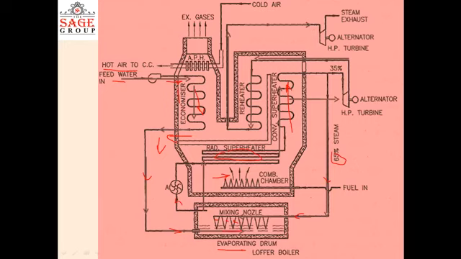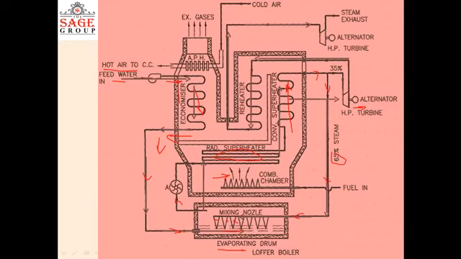So it will produce the steam, and after passing through the convection superheater, this steam will go towards this channel. 65% of the steam will go to the evaporator drum, and 35% of the steam will pass through this HP turbine, so it will run the turbine. The 35% part will go for the application.